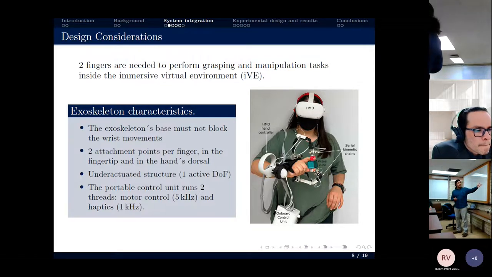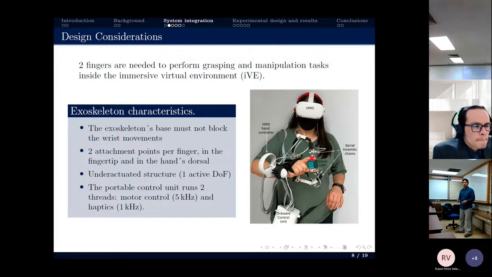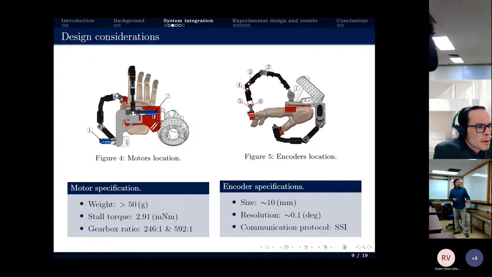And the second one is that the portable control unit is running two threads. The first one is the haptic thread, which communicates with the virtual environment. And the second one is the motor control thread, which ensures that the torque requested by the virtual environment is exerted on the exoskeleton.